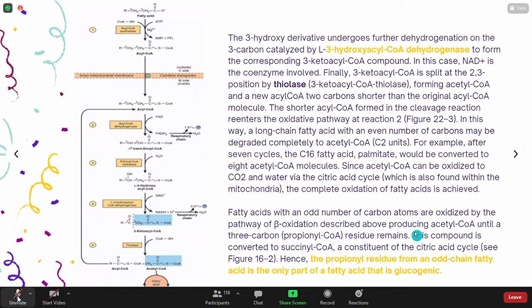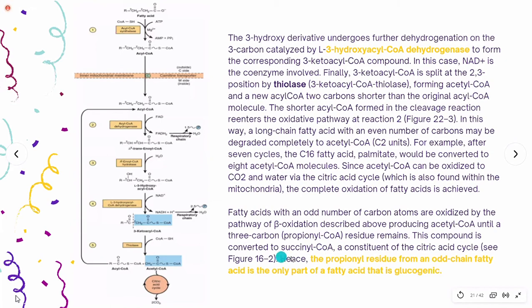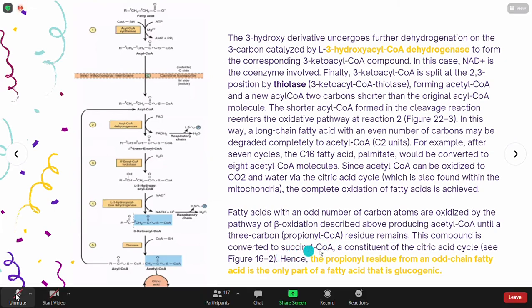The 3 carbon propionyl CoA residue remains, and it is converted to succinyl CoA. Where does succinyl CoA go? In gluconeogenesis. Oh, I forgot.